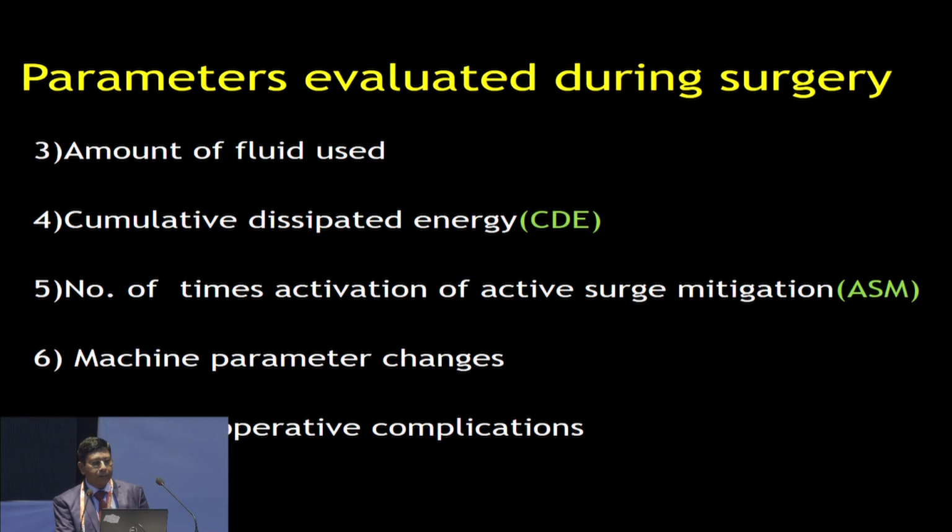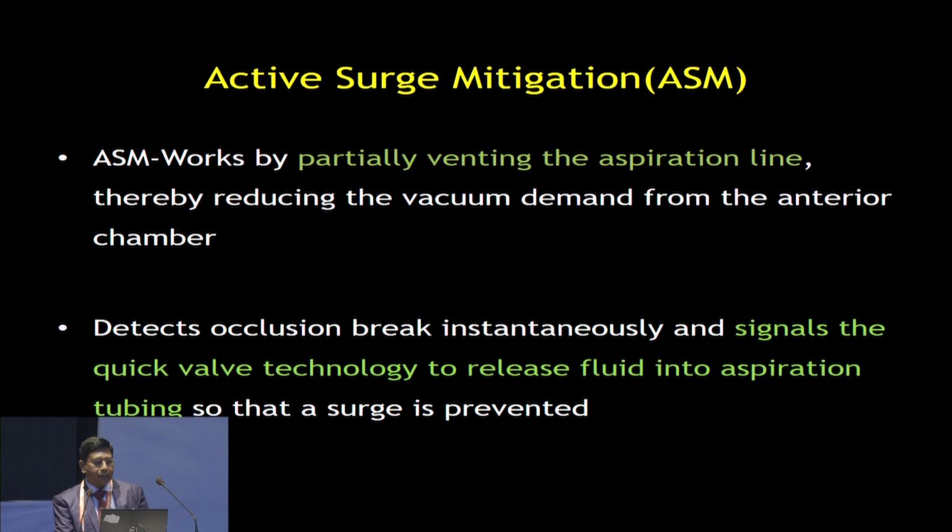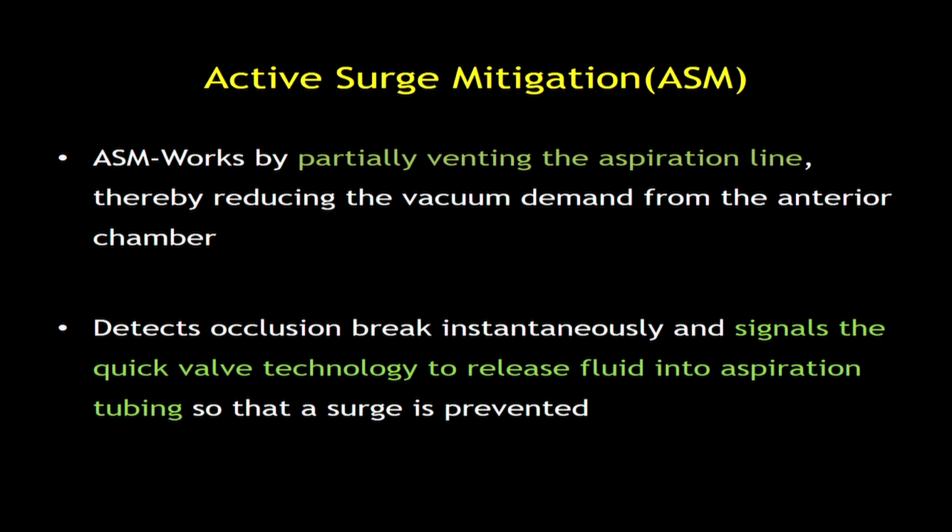Other parameters were amount of fluid use, cumulative dissipated energy, and number of times activation of active surge mitigation. Active surge mitigation works by partially venting the aspiration line, thereby reducing the vacuum demand from the anterior chamber. It detects occlusion break instantaneously and signals the QuickValve technology to release fluid into the aspiration tubing, just to prevent the surge.